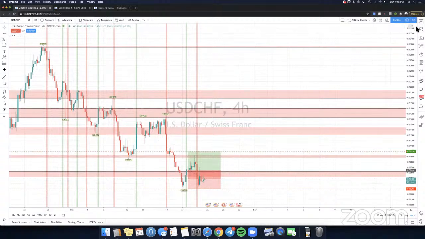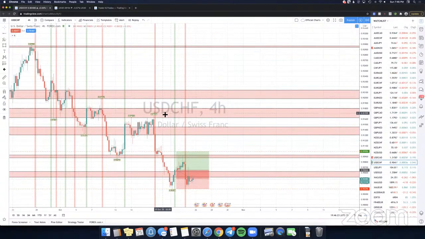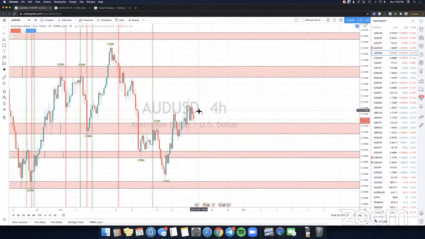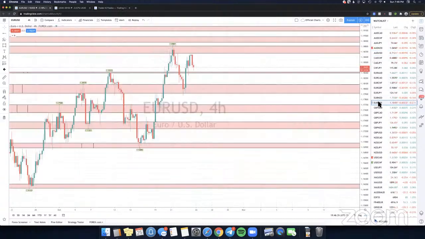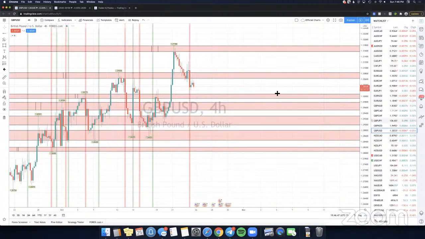One way I would analyze that is to look at the other USD pairs. In order for it to go up, the USD has to be strong. So let's look at AUD USD. AUD USD is coming down, right? So that's indicating that the US dollar is stronger than the Australian dollar. Looking at EUR USD over here, it's coming down as well, which indicates that the US dollar is stronger than the euro. Looking at GBP USD, it's also coming down, so the US dollar is stronger than the pound.